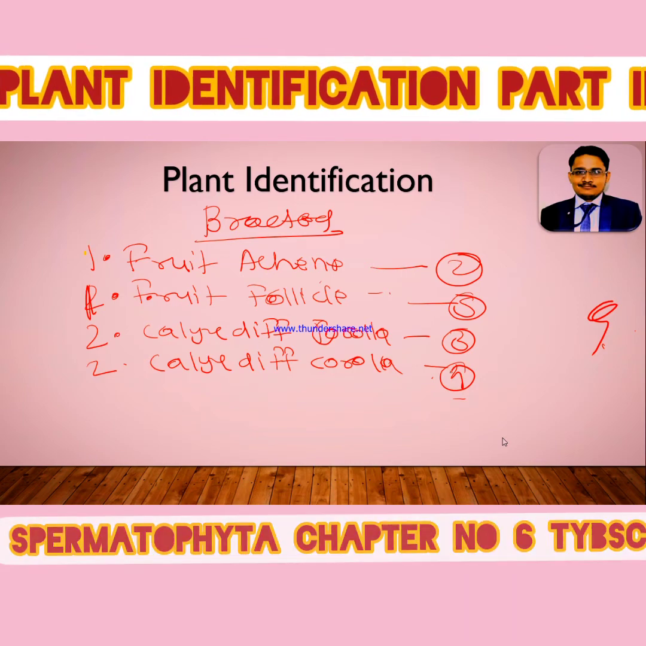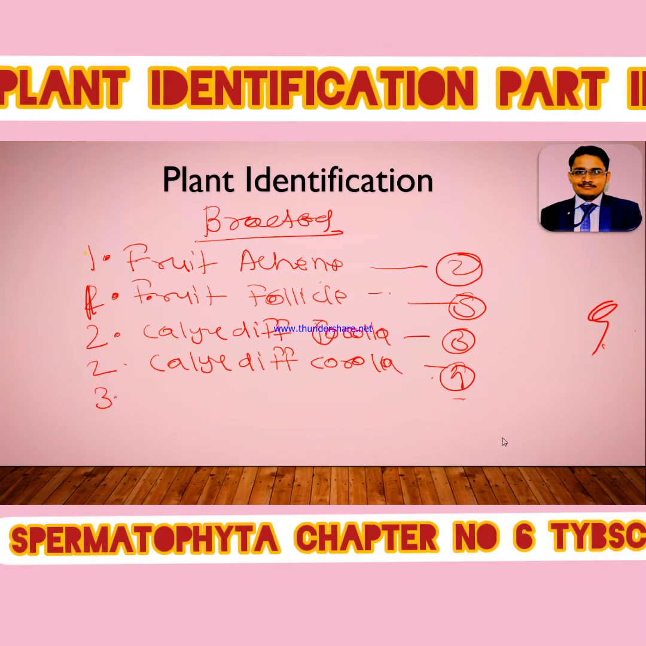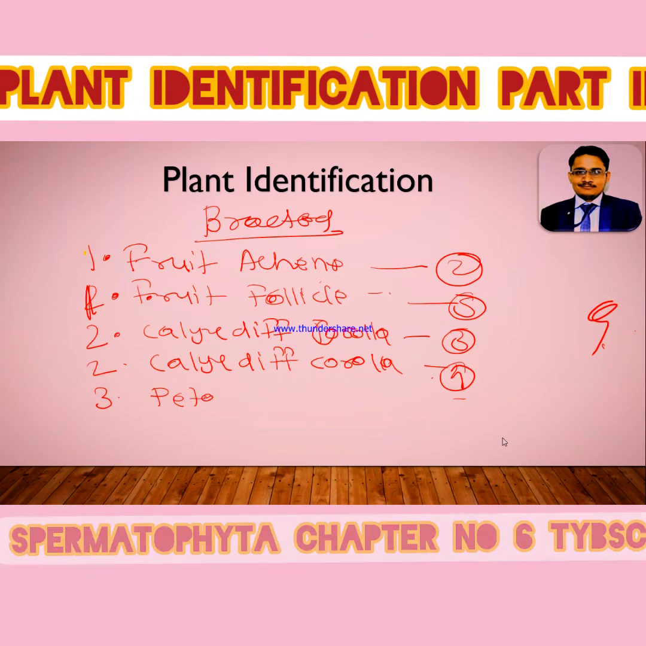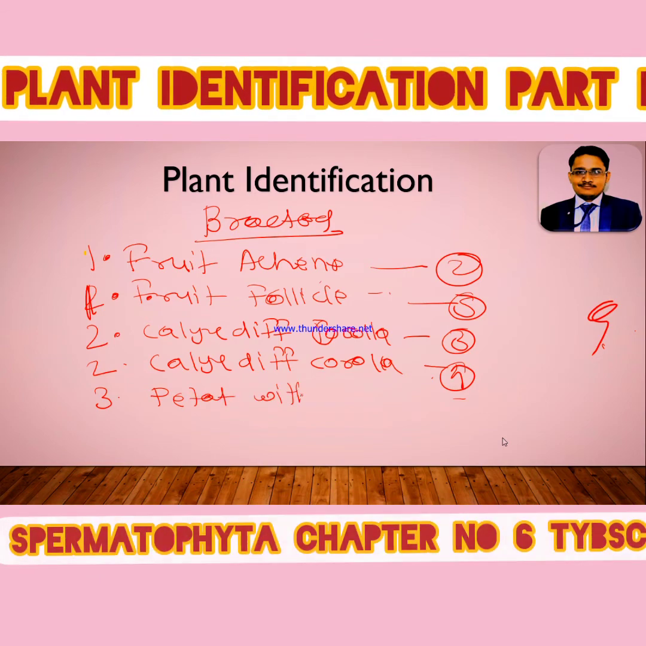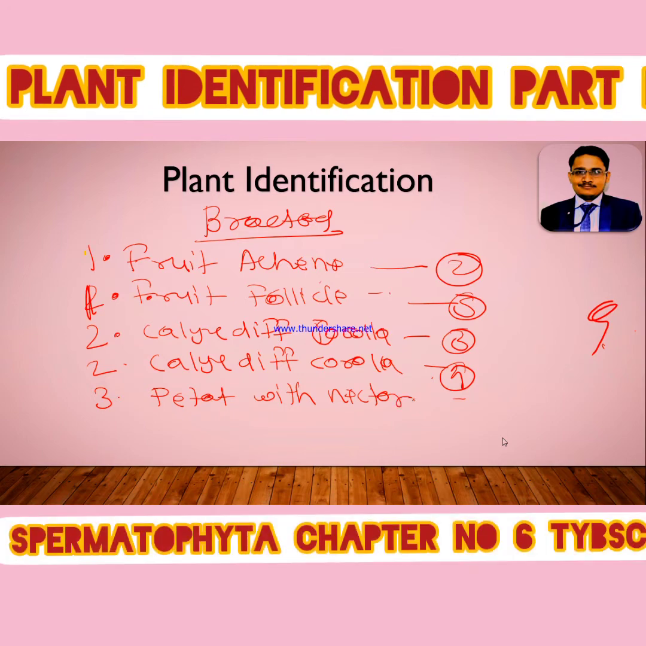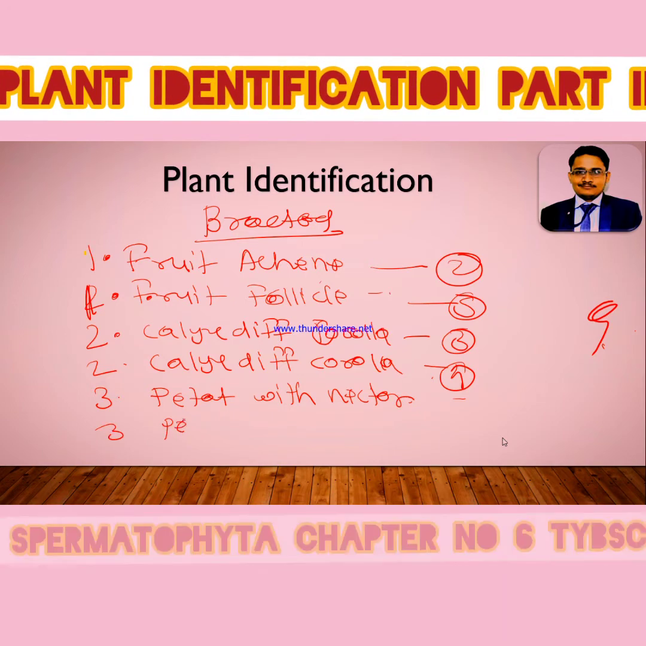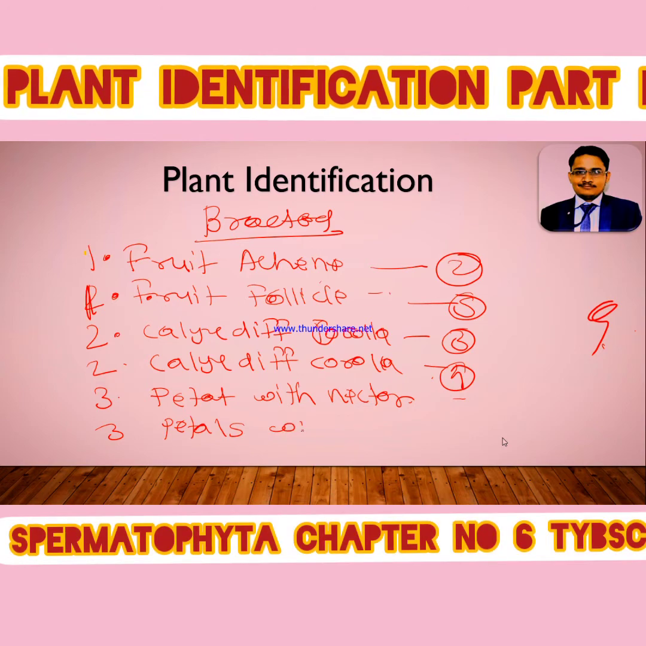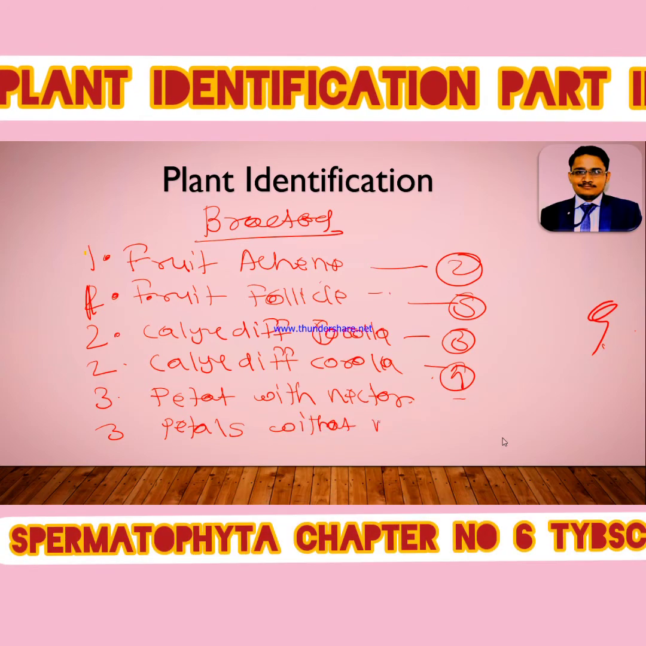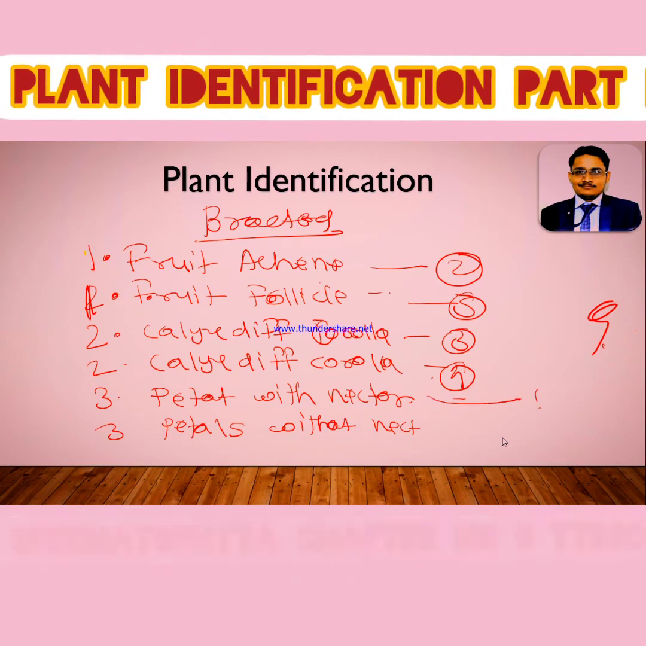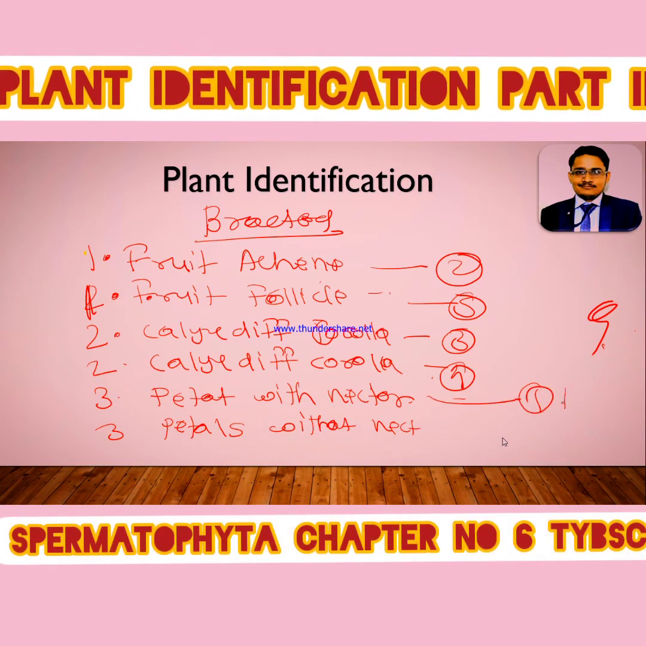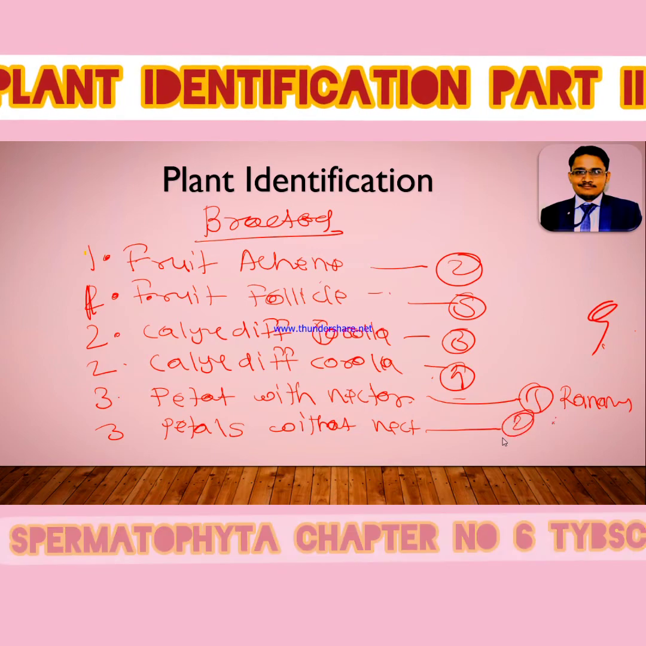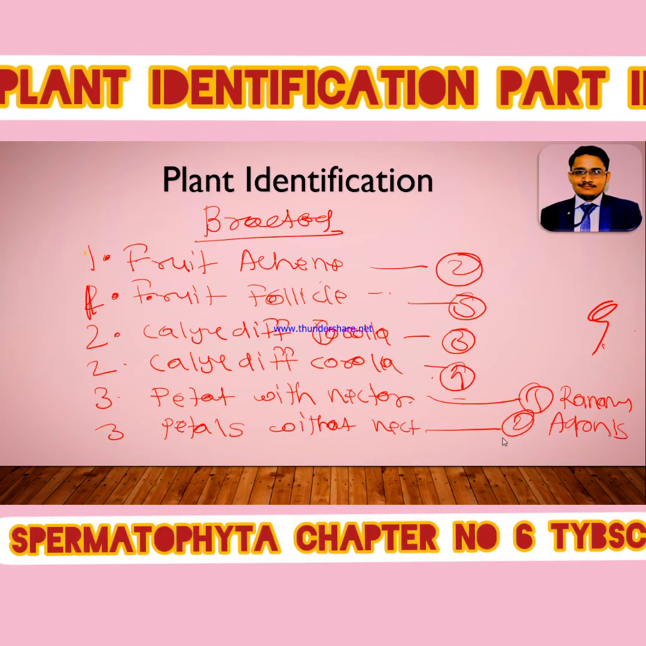Let's see character number 3. That means petals with nectar, petals without nectar. In that, species are identified, that is Ranunculus. The second species identified is Adonis. In this way, two species are identified. Next, that is the 4.